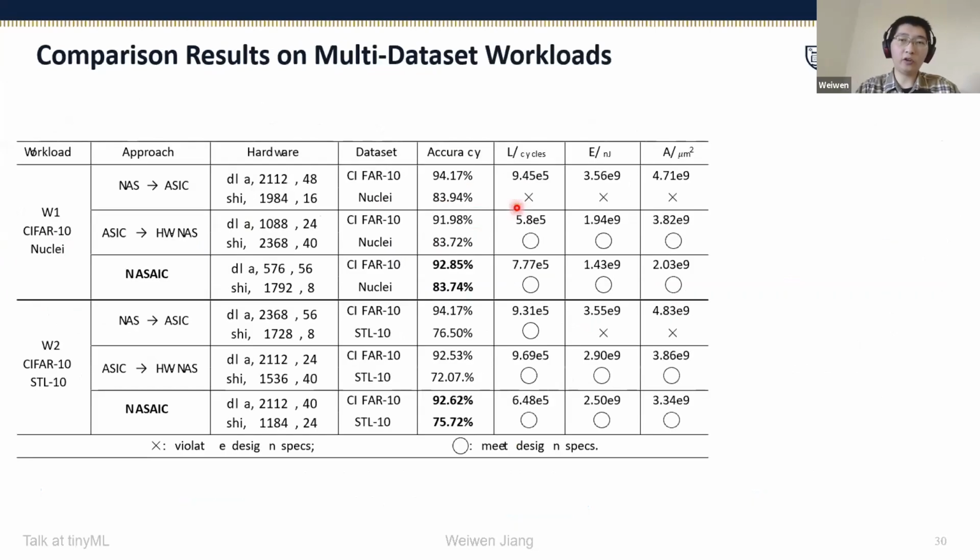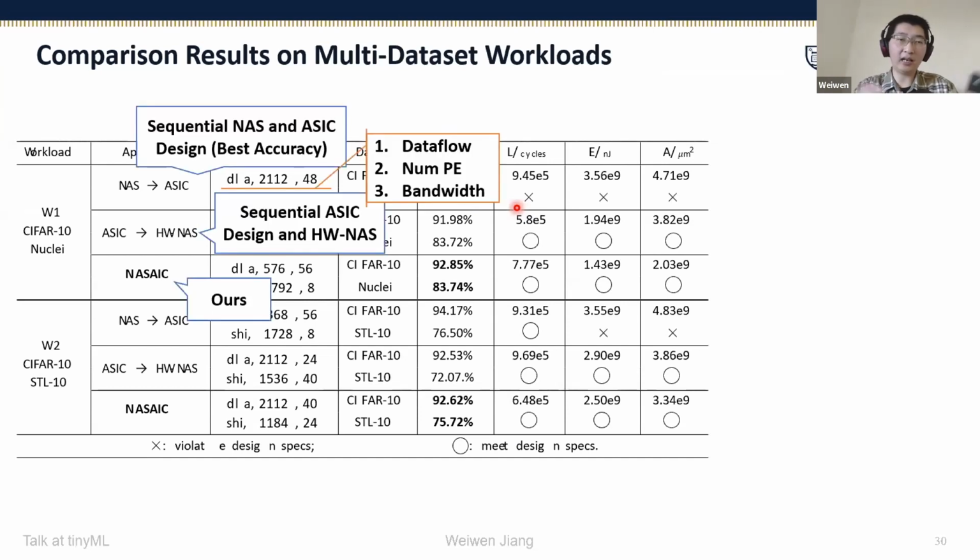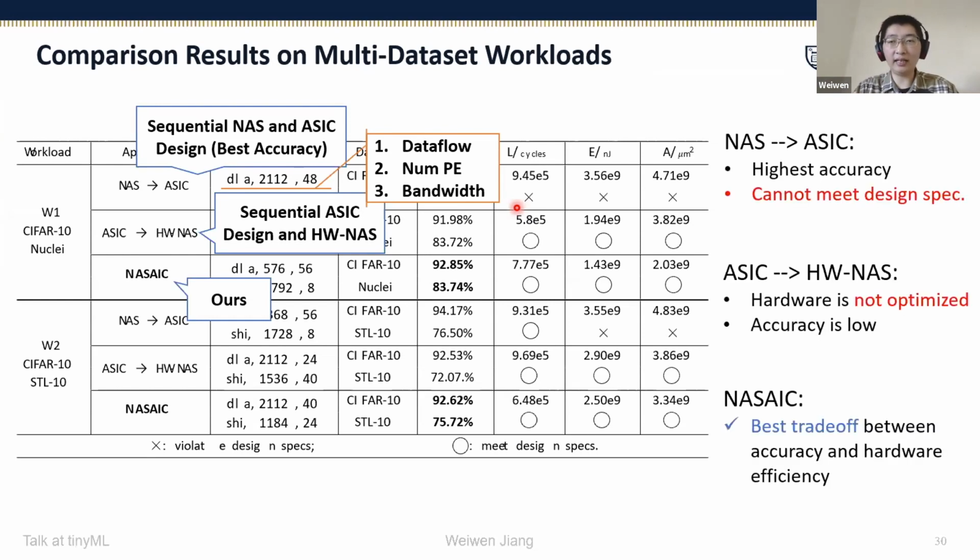This table further reports the comparison results of multiple dataset workloads with other approaches, including the sequential optimization for NAS and the ASIC designs, and also the sequential NAS design and hardware-aware neural architecture search. And then we compared them with our co-design approach. We can observe here that the network identified by the sequential NAS and ASIC is too complicated so that it cannot be accommodated by the ASICs.